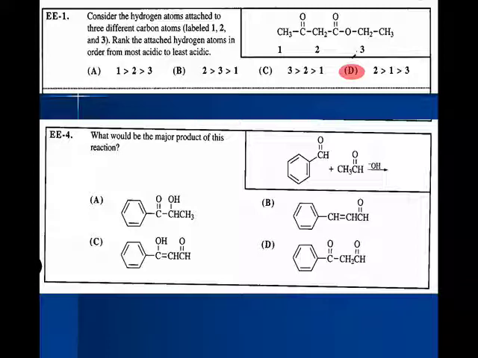And of course 1 here is alpha to a carbonyl, and then these, there's no carbonyl alpha to it. So they're not very acidic, right? So they're going to be the least acidic on carbon number 3.